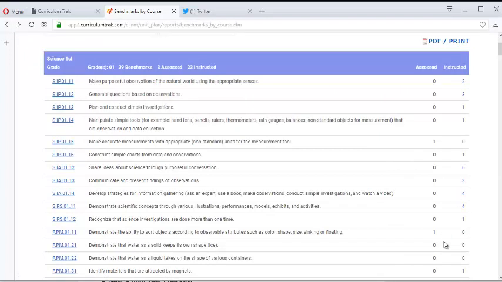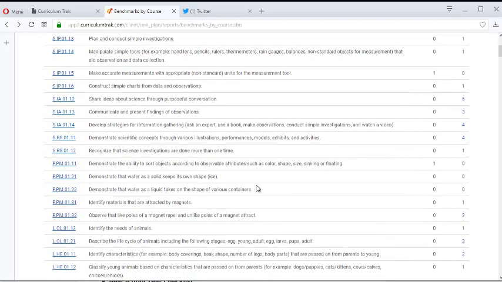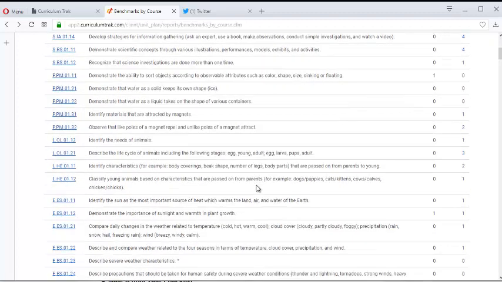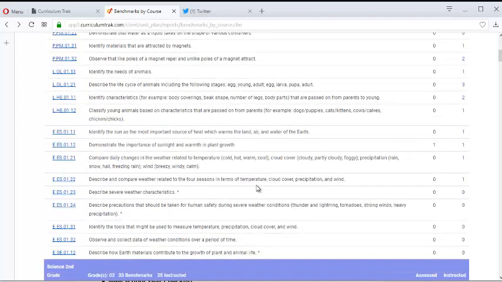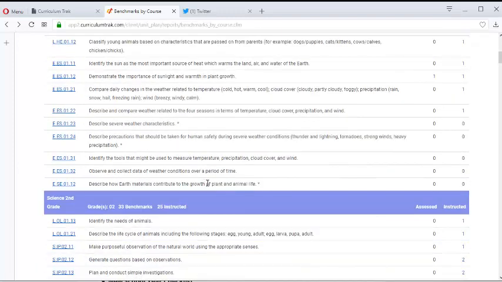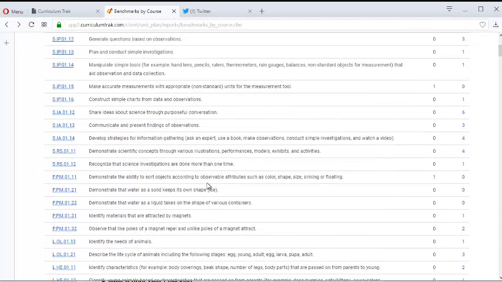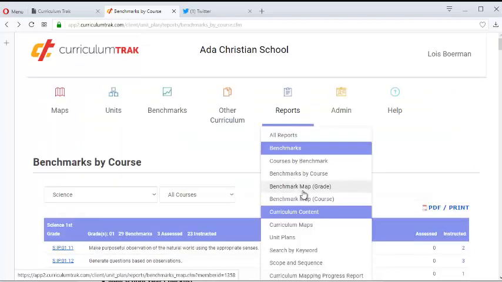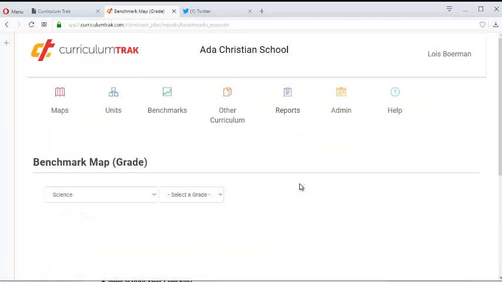Also, notice we can find things like this one right here, and this benchmark here. Both of those are never being instructed or assessed. And maybe that's okay, but maybe it's an oversight. So this report allows you to find some of those gaps in the curriculum and see if that gap is a problem, or if it should be taught in another grade, or if it's just not real relevant for your school.